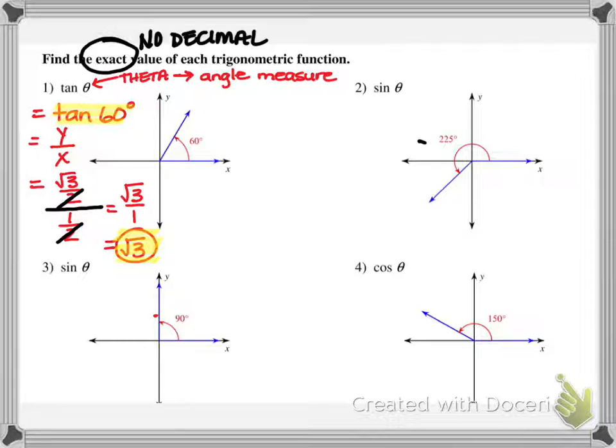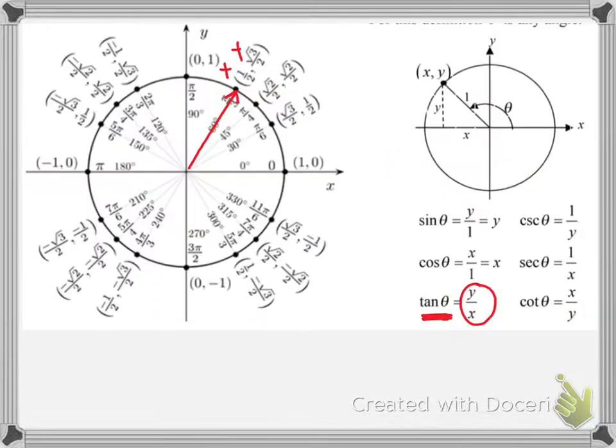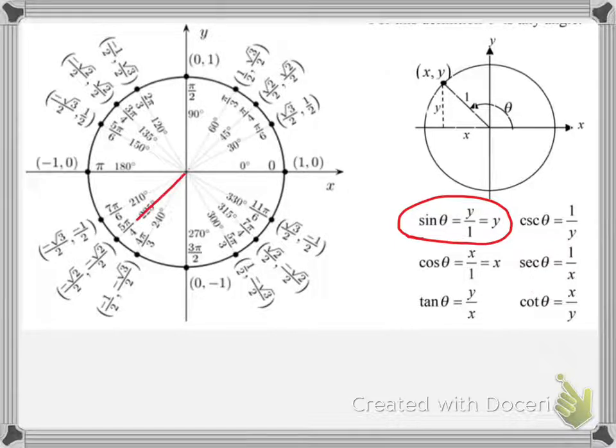Number 2 is the sine of the given angle. In this case, it's 225. So I'm going to write equals the sine of 225 degrees. So let's go over to our unit circle over here. And this time we are going to look at sine. So sine in this case requires us to look for the y-coordinate. So I'm going to go to 225 degrees, which is this one right here.